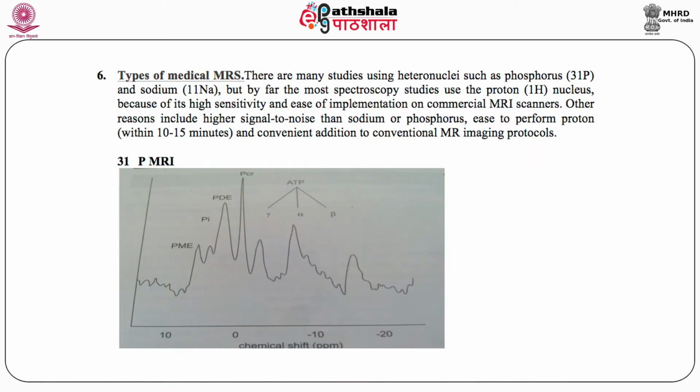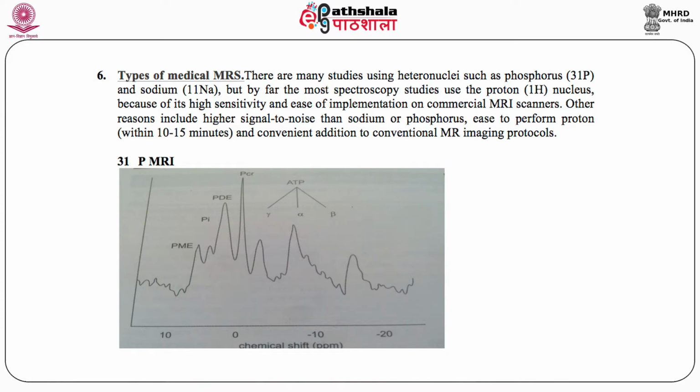Types of medical MRS. There are many studies using heteronuclei such as phosphorus-31 and sodium-11. By far, most spectroscopy studies use proton nuclei, which is the hydrogen nuclei, because of its high sensitivity and ease of implementation on commercial MRI scanners. Other reasons include higher signal to noise than sodium or phosphorus, ease of performing a proton MRS in around 10 to 15 minutes, and the convenient addition to conventional MRI imaging protocols.